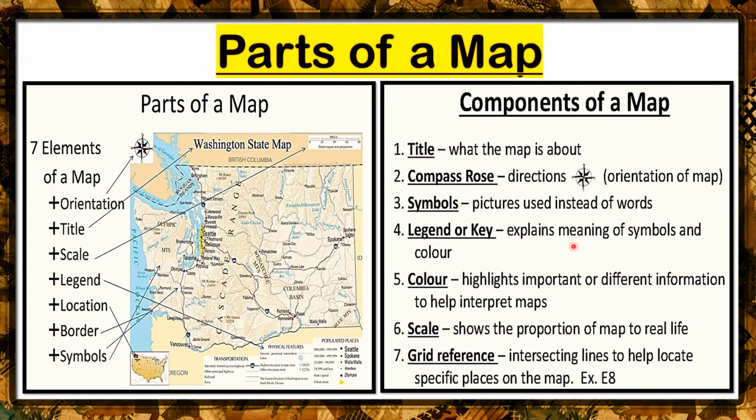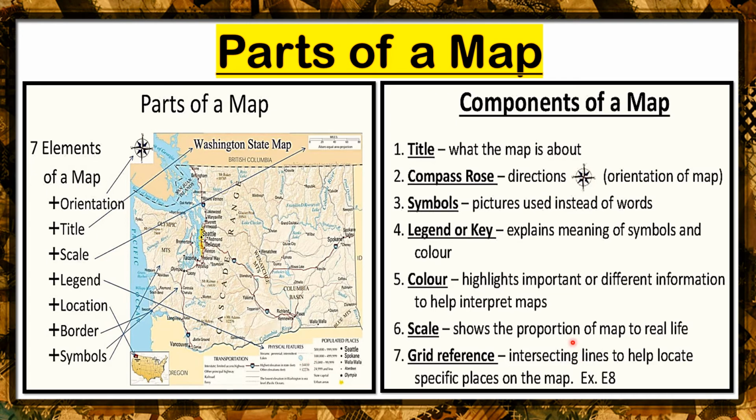Next, legend or key, explains the meaning of symbols and colors. Next, color highlights important or different information to help interpret maps. Okay, so the color of this is yellow, so it has the meaning of that one. We have to always look at the legend for us to know the meaning of the symbols.